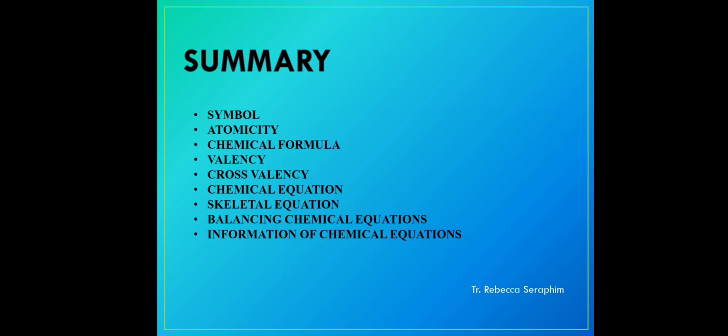So let's summarize what we have covered today. We have seen what are symbols, what is atomicity, chemical formula, valency, cross-valency, chemical equation, skeletal equations. We saw how to balance chemical equations and what information chemical equations give us. I hope that this chapter is clear to you. Thank you.